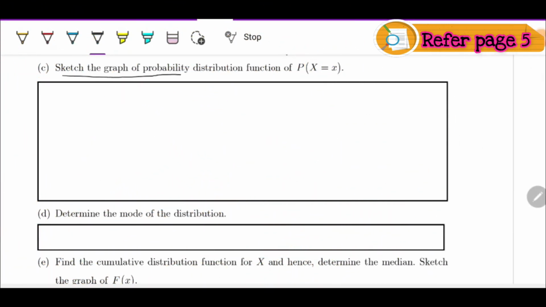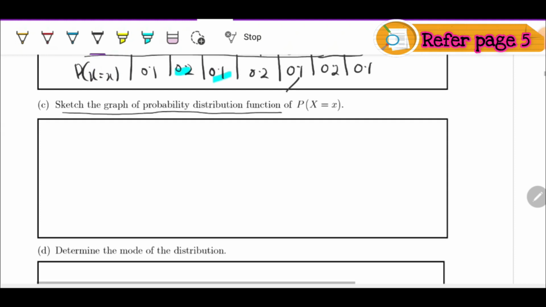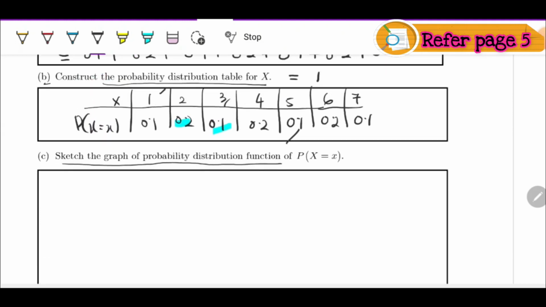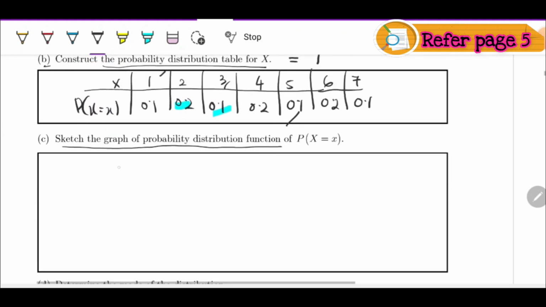C. Sketch the graph of the probability distribution function. Firstly, we must draw an axis.